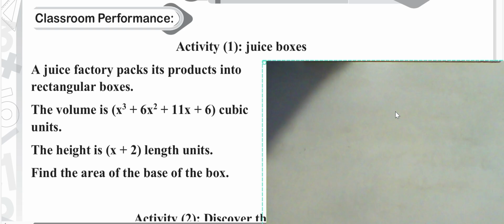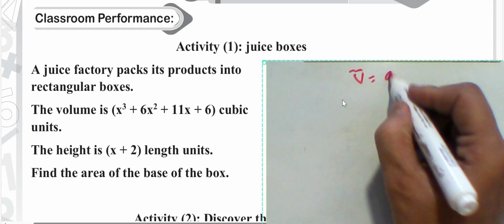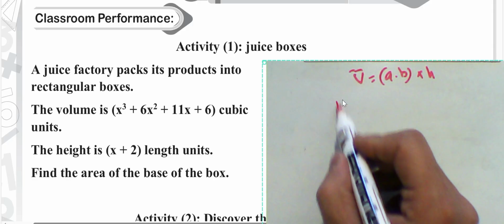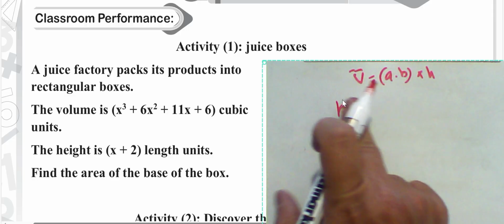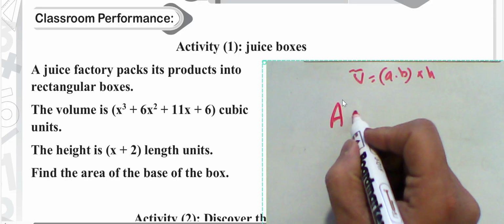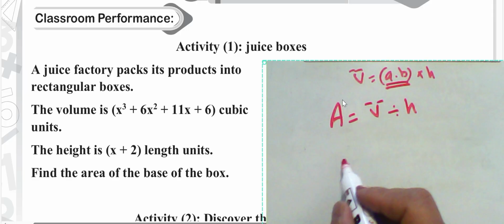We can find the area by dividing volume by the height, because the volume equals the area of the base multiplied by the corresponding height. Then you can find the height by dividing volume by the area of the base. We want to find the area of the base. The area of the base will be volume divided by height.